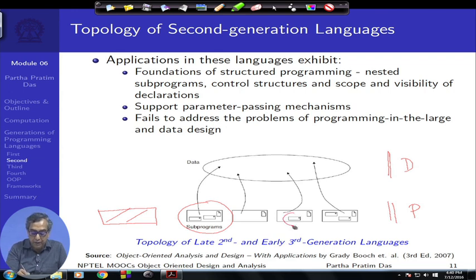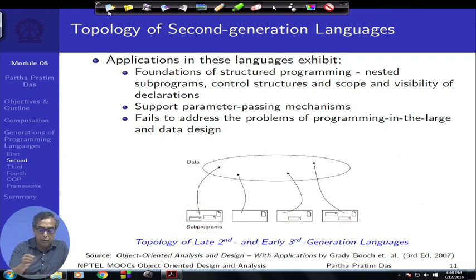Those kinds of structured constructs are being depicted here, but they continue to work moderately on a flat pool of data, with better parameter passing mechanisms. But because the whole collection of data is flat, the second generation of languages failed to address the problem of programming in the large. In case of large data, things naturally became very unmanageable and unwieldy to work with.